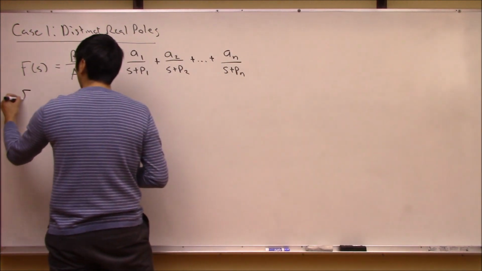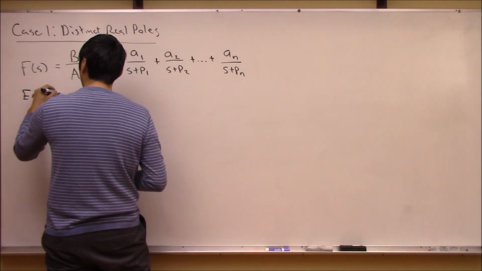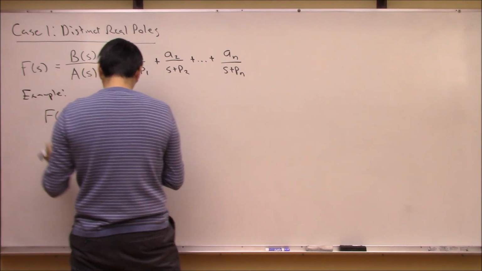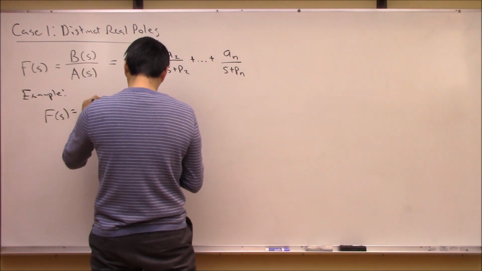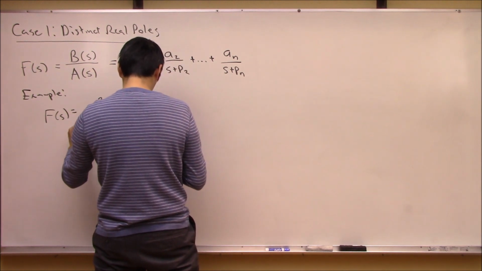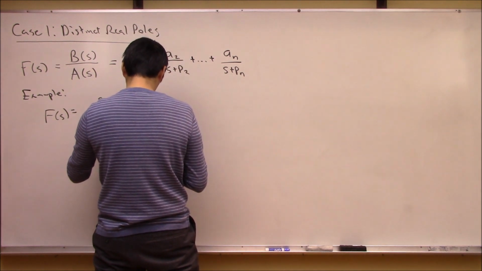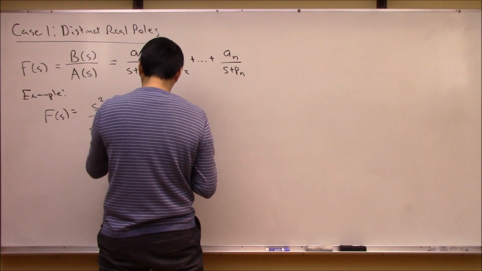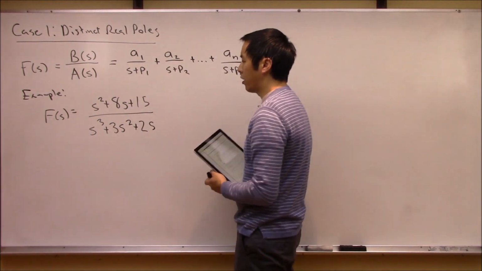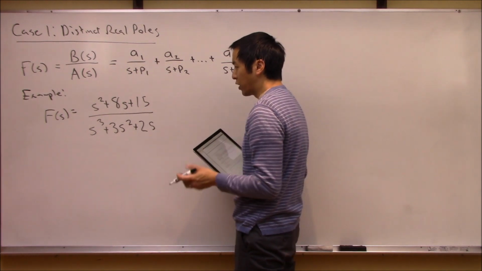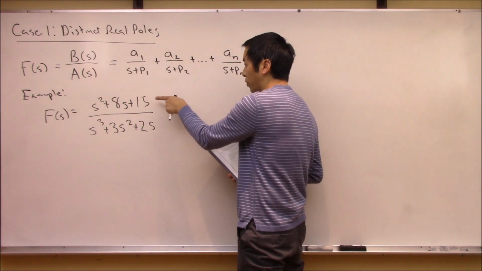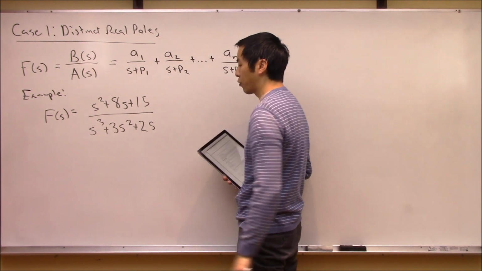Again, I think the easiest way to look at this is to just look at a concrete example. So in this case, let's consider an F of S which looks like this. How about S squared plus 8S plus 15 all over S cubed plus 3S squared plus 2S. All right, so here is our complex function. Again, we see it is a ratio of polynomials. We've got a second order polynomial on top of a third order polynomial.